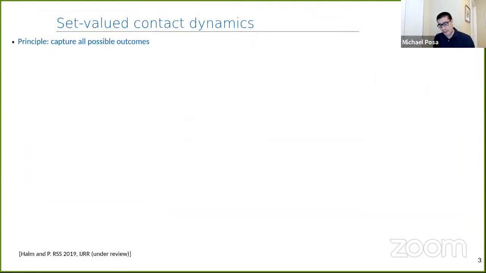I think this is something we've been thinking about for many years and are finally done. So I'm happy to say that we have more or less the answer here. And the principle to deal with non-uniqueness is to capture all possible outcomes, right? And just to be able to describe what might happen.